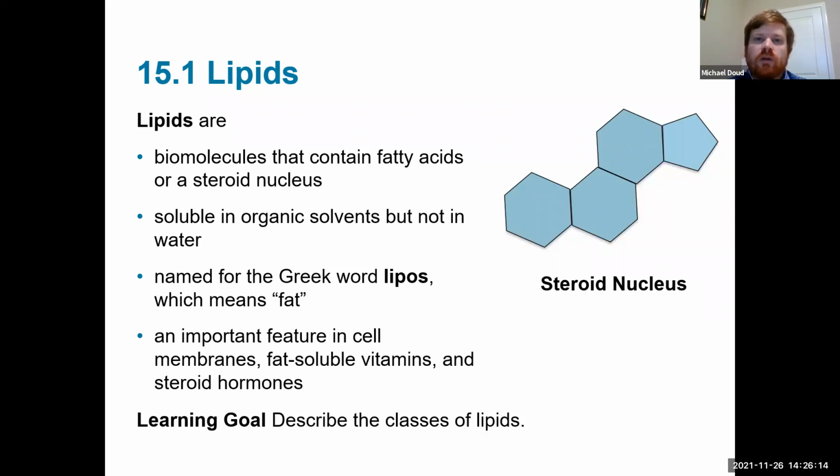Now, because they're nonpolar, that means that they're soluble in organic solvents, but they will not be soluble in water. Lipids are commonly known as fats, and that's actually where the name lipid comes from, the Greek word lipos. And we'll talk about all of this here in the near future.